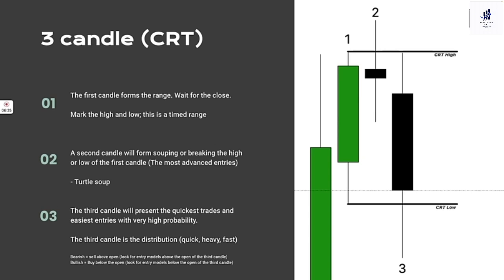When you're bearish, you want to sell above the third candle's open. Look for your entry models above the open of the third candle if you're bearish. And if you're bullish, you want to buy below the open of the third candle. Look for all your entries below the third candle's open if you're bullish.